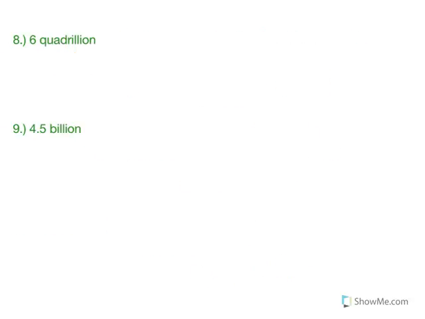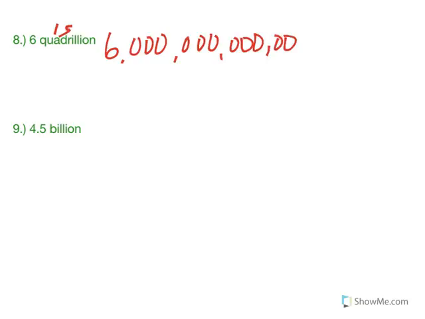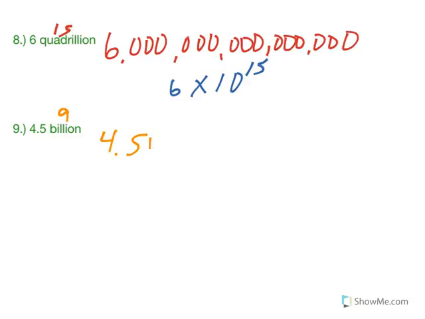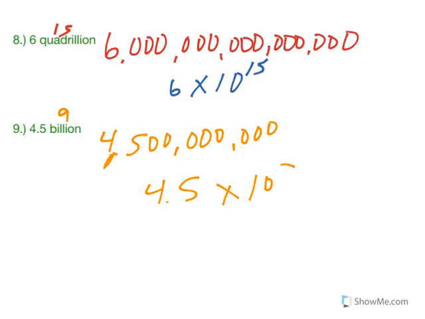Number 8, 6 quadrillion. Now I hate this one, simply because quadrillion means 15. So 6, 1, 2, 3, 4, 5, 6, 7, 8, 9, 10, 11, 12, 13, 14, 15, and that is 6 times 10 to the 15th. That's just a big stinking number. In number 9, we've got billion again, which is 9, so 4, 1, 2, 3, 4, 5, 6, 7, 8, 9, and it's a comma. We end up with 4.5 times 10 to the 9th. So dealing with big numbers really helps with scientific notation.